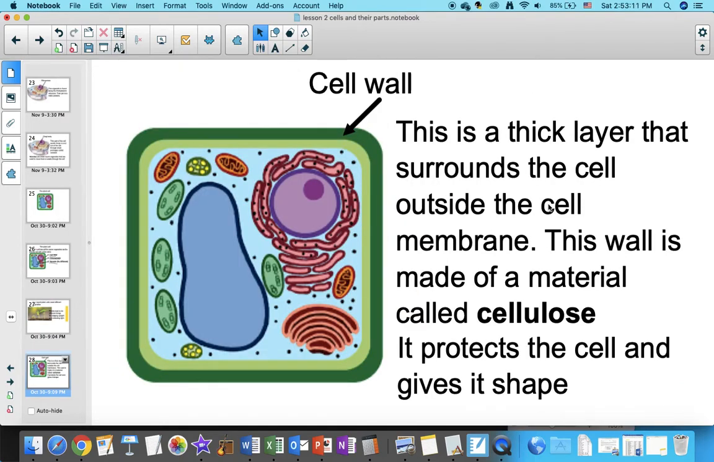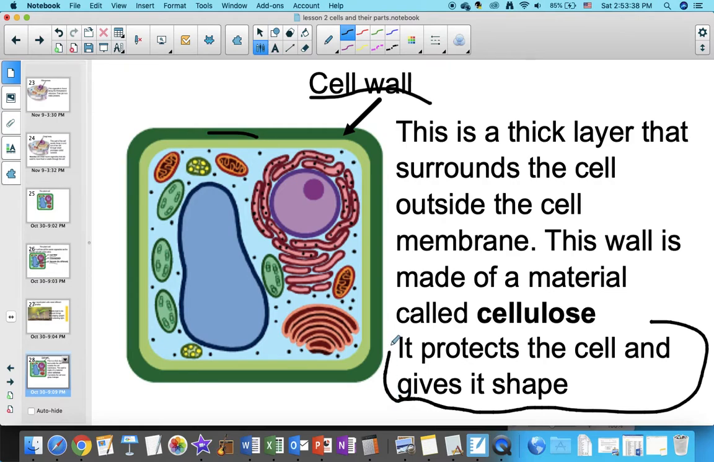So here we have the cell wall, the first of the different organelles in the plant cell. Again, they still have the nucleus, the cell membrane, and all that stuff, but they also have a cell wall, which is found on the outside, this dark green of the cell. It surrounds the cell outside the cell membrane. This wall is made of a material called cellulose, and it protects the cell and gives it shape. That's the main function of the cell wall. It protects the cell and gives it shape.